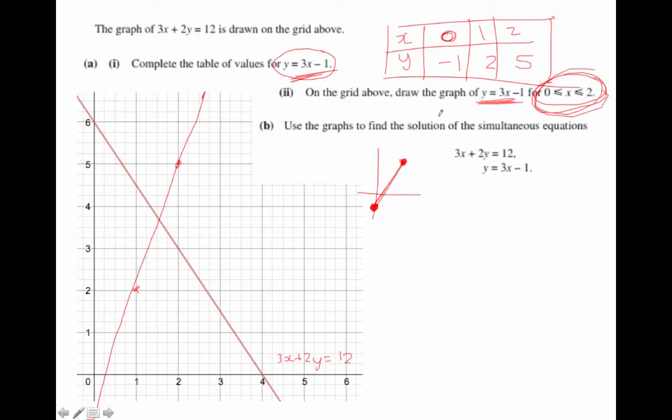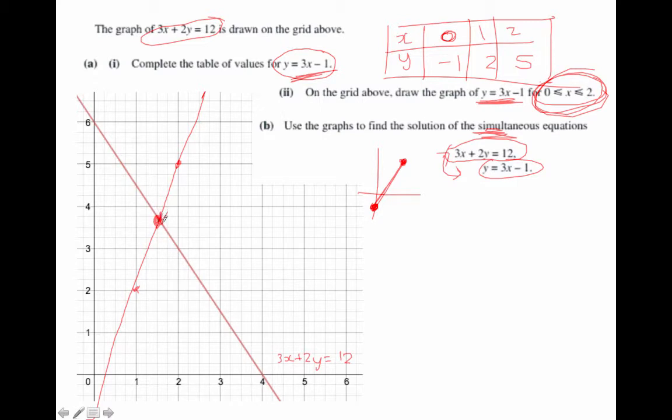It then says use the graph to find the solution to this pair of simultaneous equations. Now if you look at the equations given, this one is the same as the one that was already drawn on the graph, and the second one is the one that we drew on the graph. So if you think about the word simultaneous, it means two things are the same. So where on this graph are these two lines the same? Well, it's going to be at this point here.